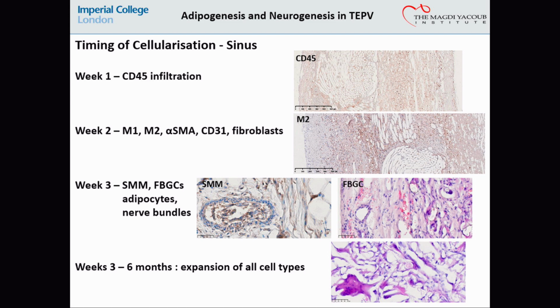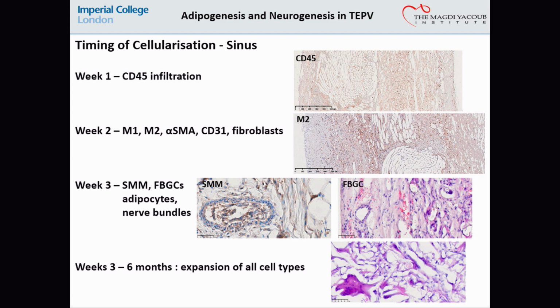We don't have a marker for fibroblasts, but the fibroblasts are identified through transmission electron microscopy, which we show in our manuscript. By week 3, we have expression of smooth muscle myosin. The smooth muscle myosin would be within the vasculature. We also have foreign body giant cells, which are these multinucleated cells. And by week 3, we see the beginning of adipocytes and nerve bundles on the outside, on the abluminal side of our scaffold.